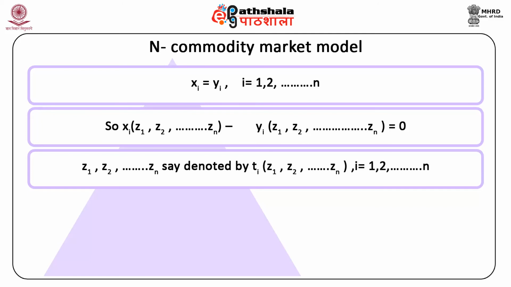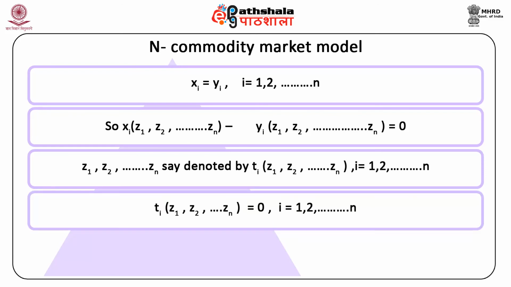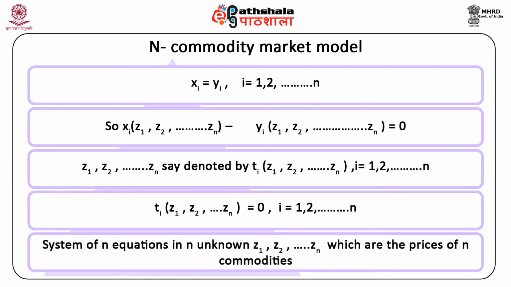say denoted by Ti(Z1, Z2 to Zn), i is equal to 1, 2 to n. Hence, the above system can now be represented by Ti(Z1, Z2 to Zn) is equal to 0, where i could be equal to 1, 2 right up to n. This represents a system of n equations in n unknowns Z1, Z2 to Zn, which are the prices of n commodities.